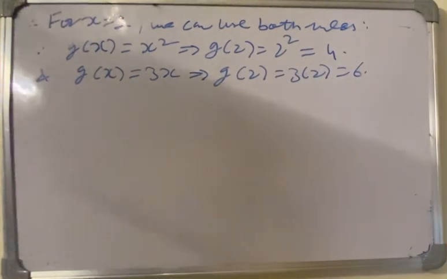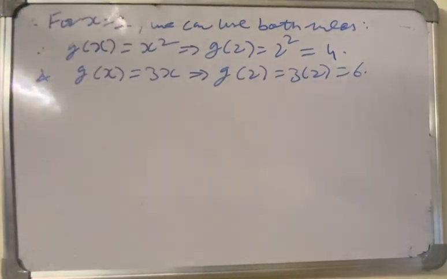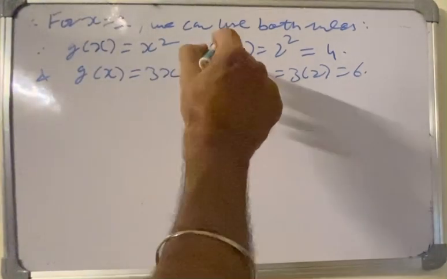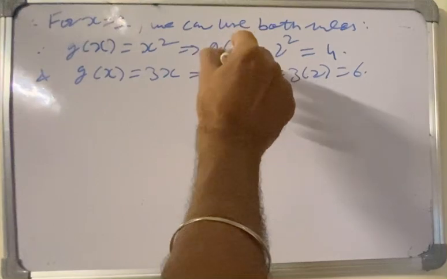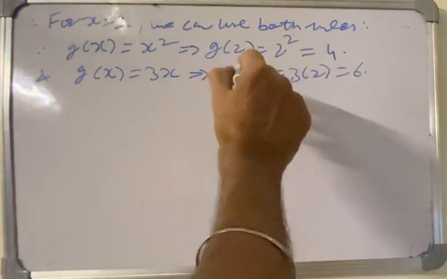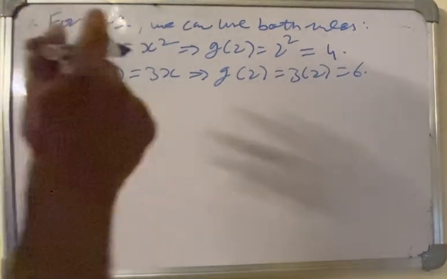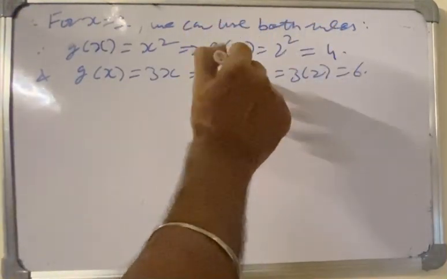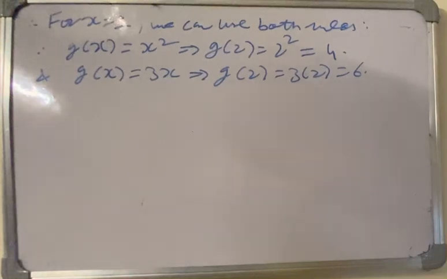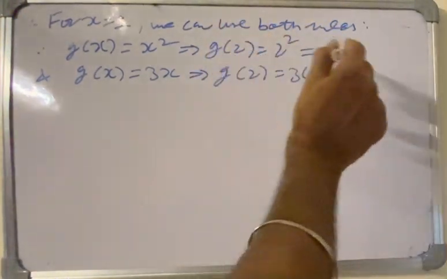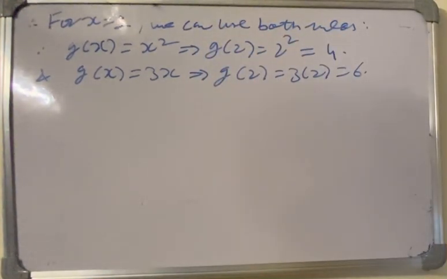Now here we can see that in the case of f(x), for 3 it was same, but in this case for the element 2 of domain both the values are different. That means 2 has different images in the relation g(x). That means it is not unique.